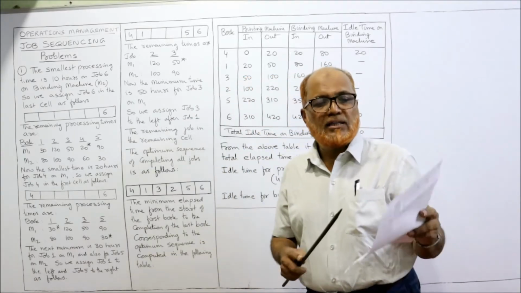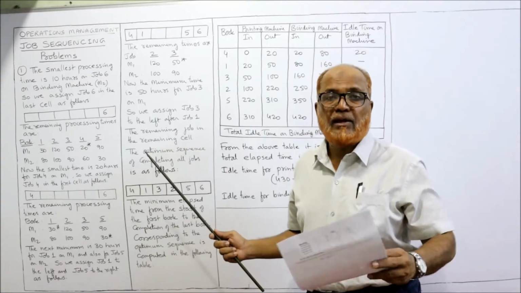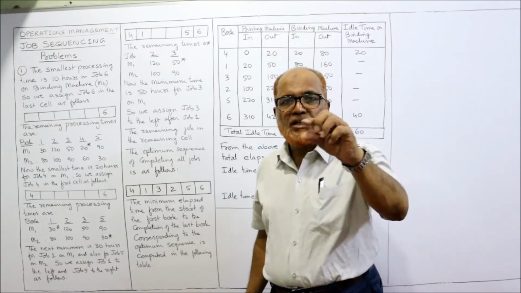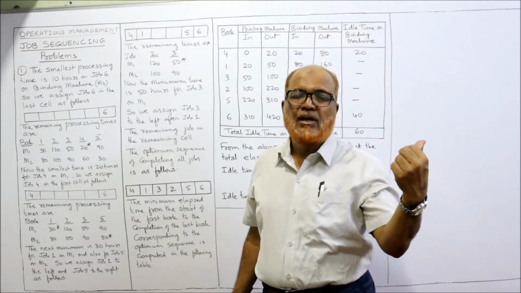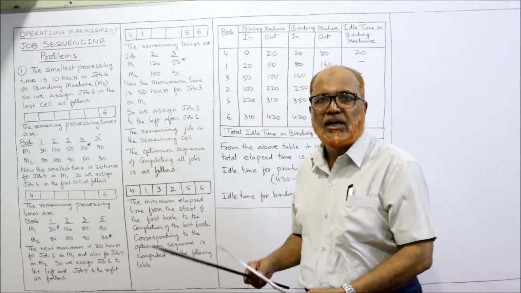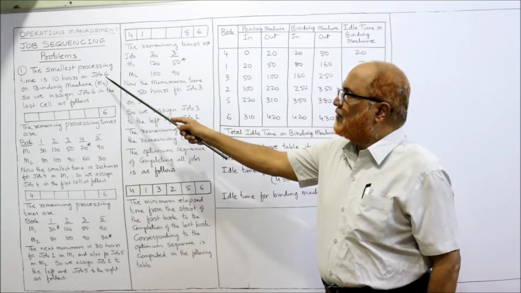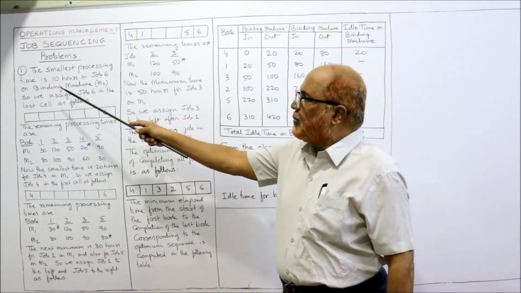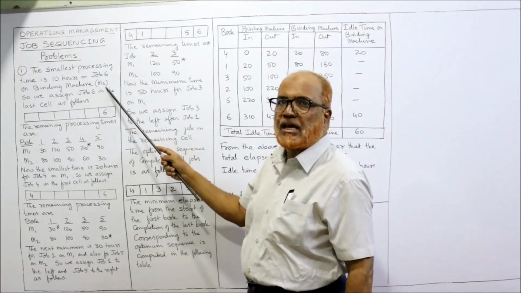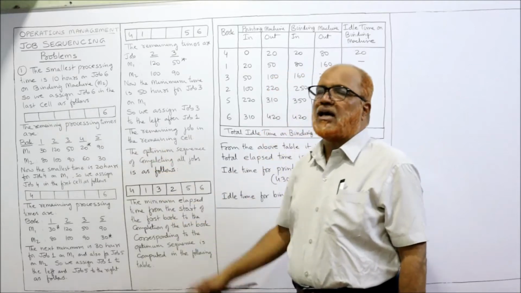So we have to assign this 6th job from the right, not from the left. If the first machine is there, we have to assign from the left. If the second machine has the smallest time, assign from the right. So the smallest processing time is 10 hours on job 6 on the binding machine. Binding machine means M2. So we assign job 6 in the last cell as follows.